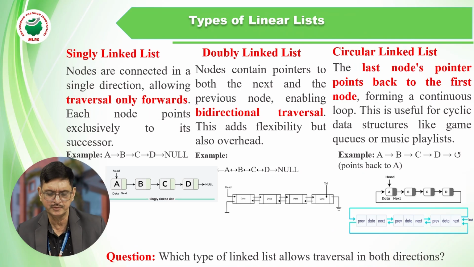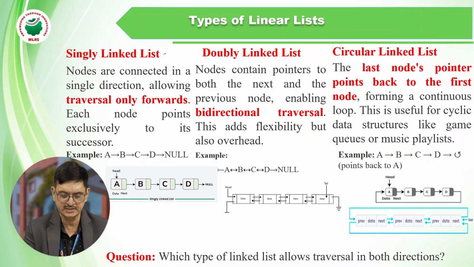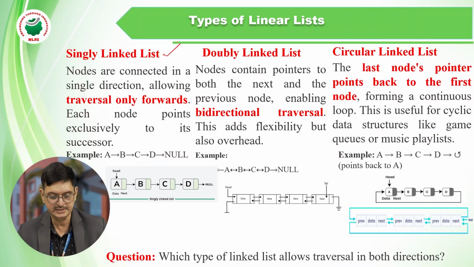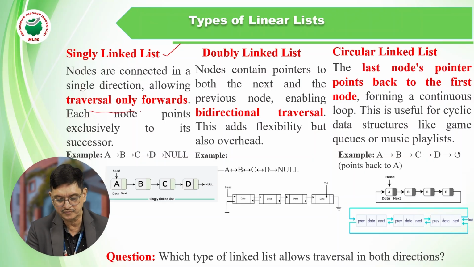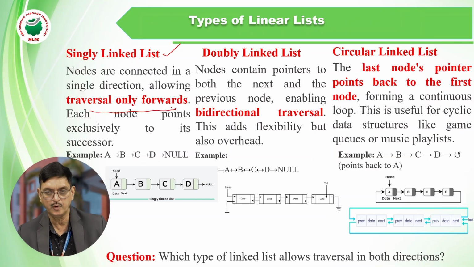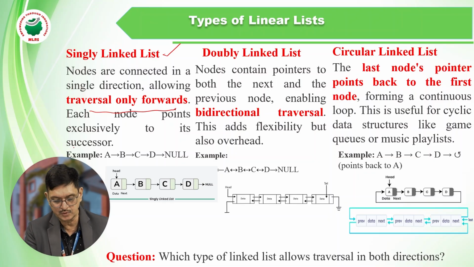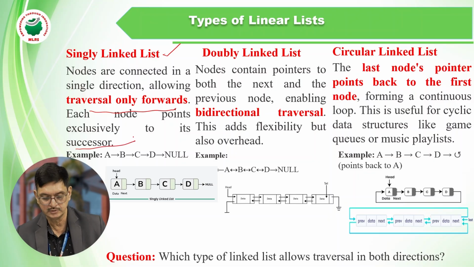Now we conclude with what types of linked lists are available. Then we'll identify each, and we'll explore each linear list in the next lecture. The first type is the singly linked list. Nodes are connected in a single direction, allowing travel only in the forward direction. Each node points exclusively to its successor only. We can't come back.